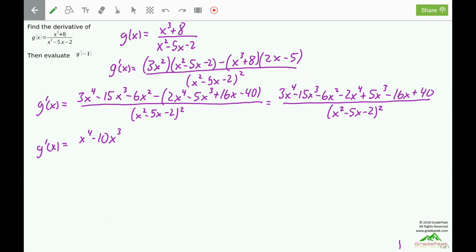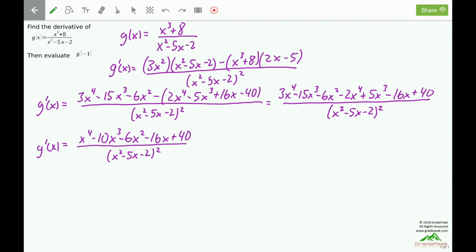There's only one term with x squared, negative 6x squared. Only one term with x, negative 16x. And then only one constant, a plus 40. Over x squared minus 5x minus 2 quantity squared. So there's our derivative. That's as much as we can simplify it.